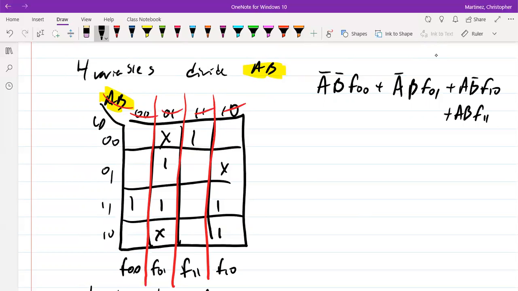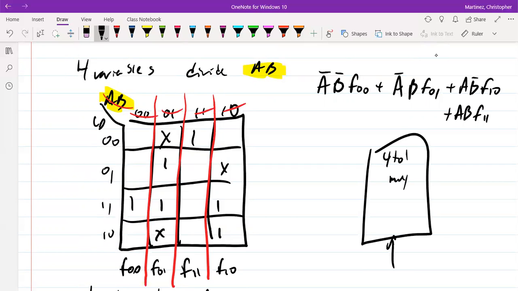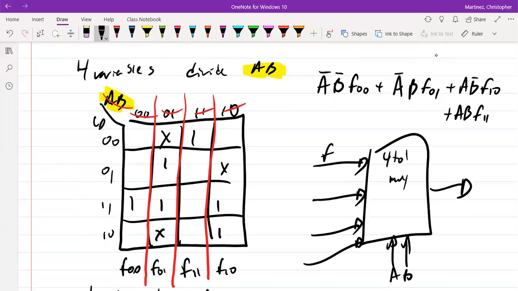So those are our 4 functions. We're just going to solve them. And if we wanted to, we can say, okay, put that into a 4-to-1 mux. My selections are AB. I'm going to have 4 lines coming through: F00, F01, F10, F11. So let's do 00. 00 is a single term, a single item on its own. That's CD.